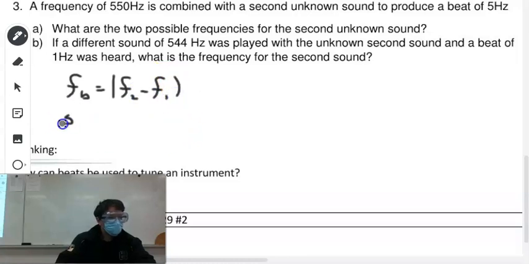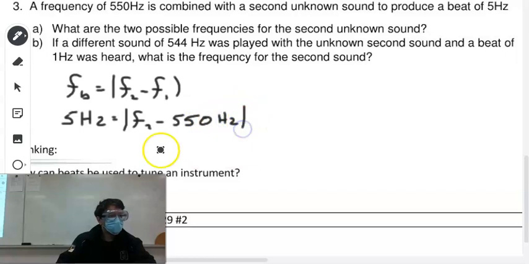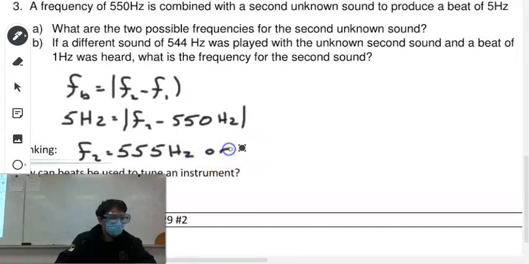So if our beat frequency is 5 hertz, and our known frequency is 550 hertz, that gives us two possibilities. F2 can be 5 more hertz than that at 555, or it can be 5 less hertz than that at 545. Each would give you the same beat frequency.